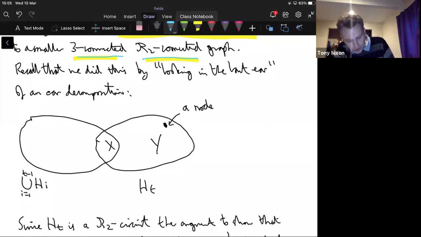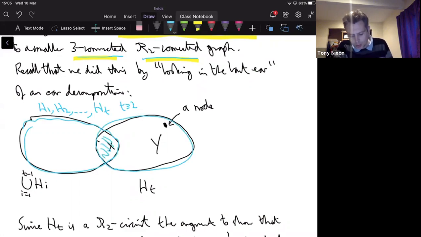And so our ear decomposition, say as graphs, was H1, H2 up to HT, and we suppose it's not a circuit, so T is at least 2. And then we looked at all of the previous Hi's, and that gave us something. And then we looked at the way the last ear, HT, interferes with the rest of the graph. So it has some set X, which is the overlap, and some set Y, which is what's in HT but didn't occur already. Because the graph is not minimal, HT didn't just add a single edge, so it did add at least some new vertices, and then we were able to show there was a node outside.